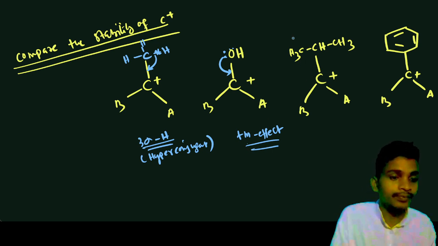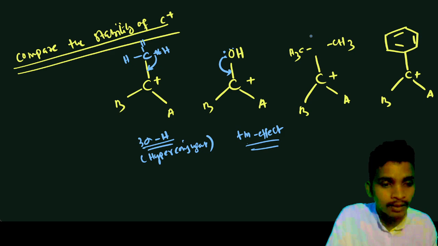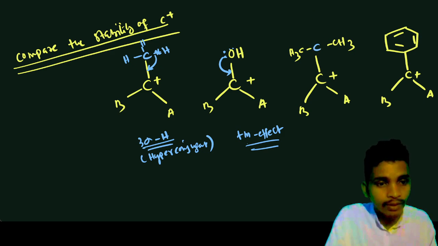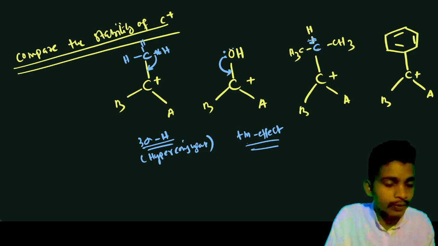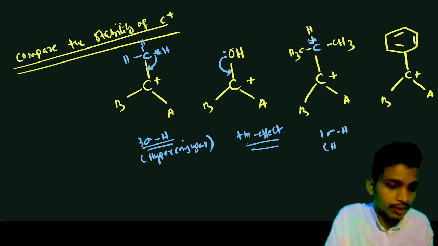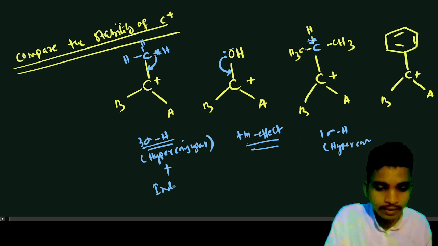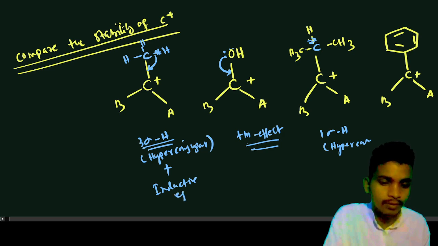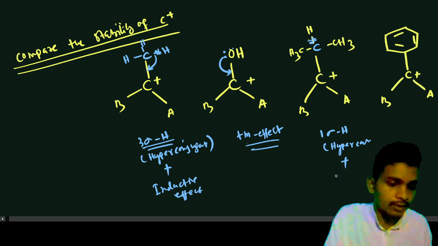And now here only this carbon is there and only one hydrogen where it can donate. This will not show the hyperconjugation effect, meaning only one alpha hydrogen is there for hyperconjugation, and the rest it will do that. This also has the inductive effect, plus it also has the inductive effect.